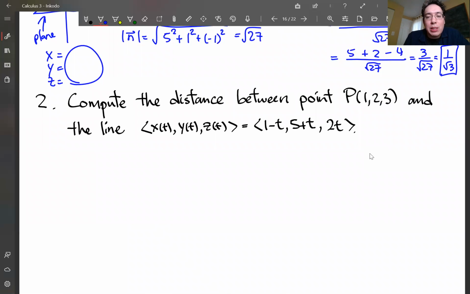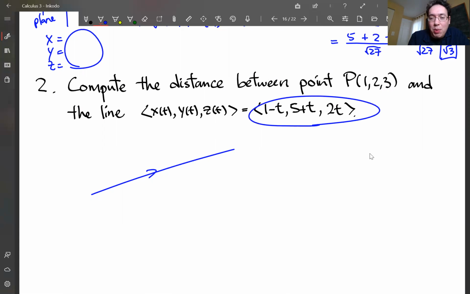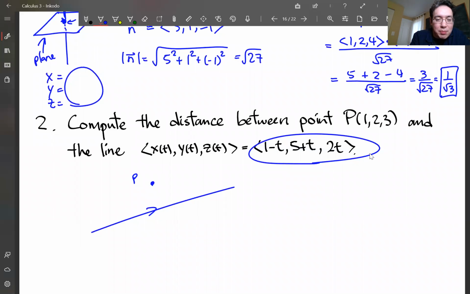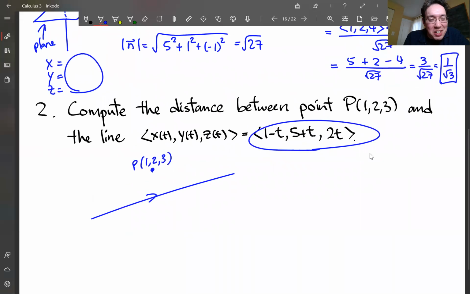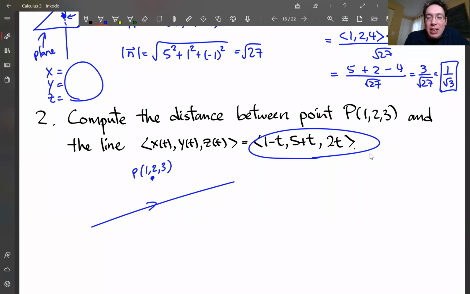So I want to compute the distance between a point and a line. Okay, so we have some line. It looks like we're given a parametric equation of the line and a point. You can see that I'm very not creative when I come up with coordinates for the point. Okay, so 1, 2, 3. And I want to know the distance between them.